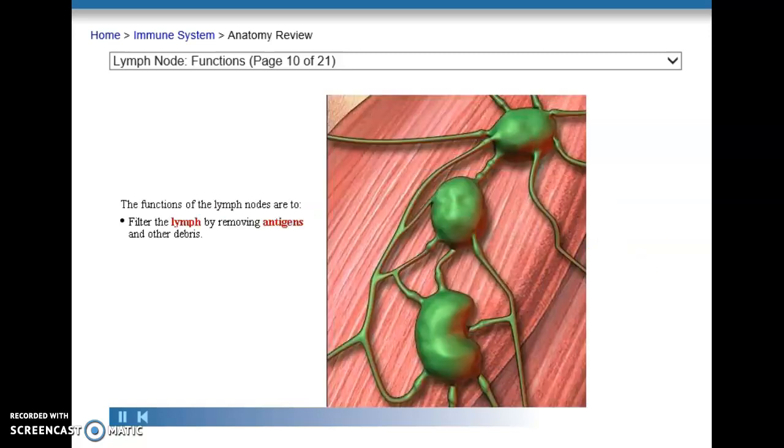The functions of the lymph nodes are to filter the lymph by removing antigens and other debris that may have entered the lymph, and to enable B and T cells to be activated by antigens. These interactions generate immune responses.